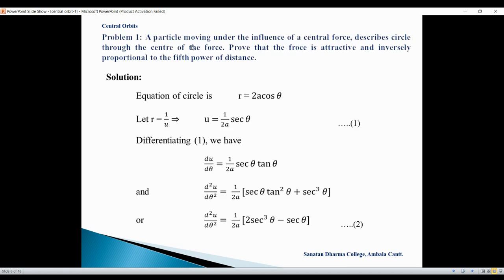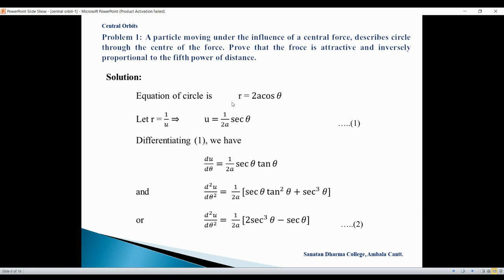First problem, particle is moving under central force in a circle, describes a circle. So what is force? Force is attractive, and we have to prove that force is attractive and inversely proportional to fifth power of distance. That means we have to find here law of force. Orbit is given and we have to find law, under which law that particle is forming a circle.